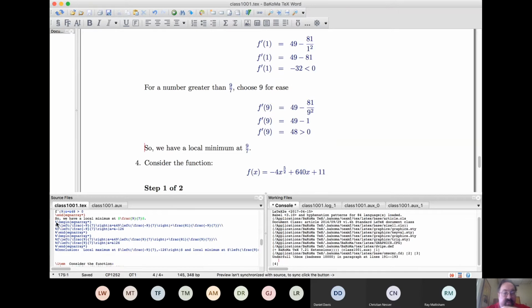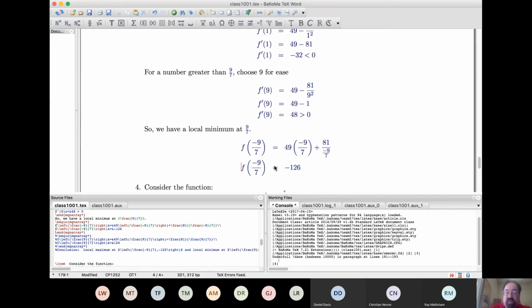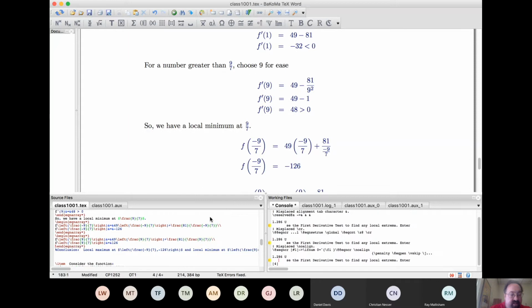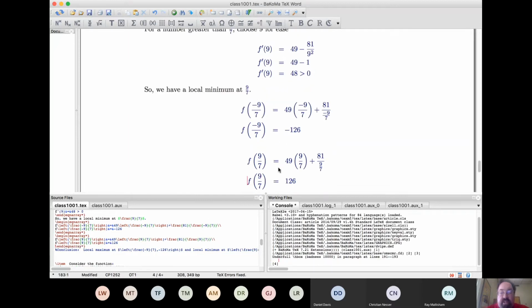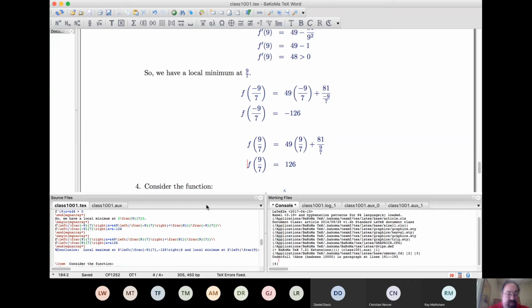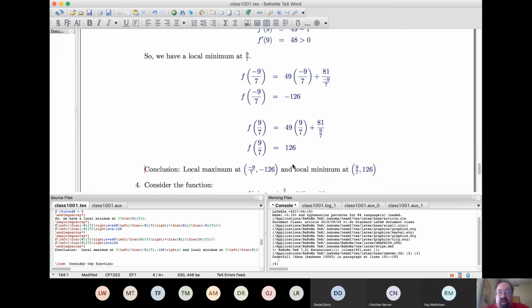So now you have to substitute both of those values into the original function. So first with minus 9/7, and we get minus 126, and then substituting plus 9/7, and we get plus 126. So we have these ordered pairs that get entered into Hawks.